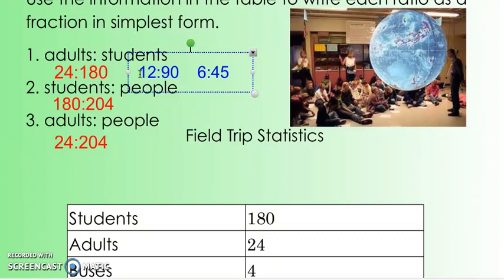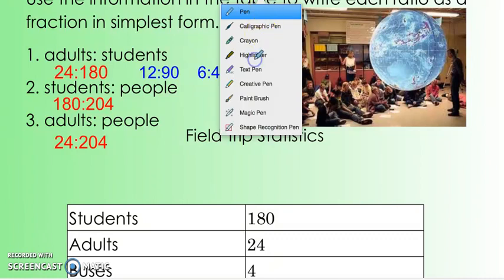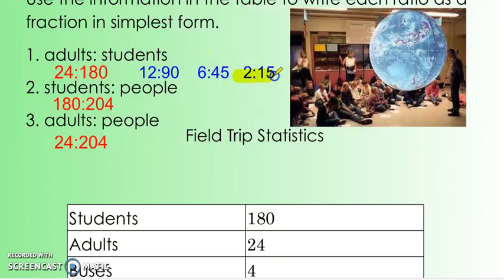3 actually goes into both of them. 6 divided by 3 is 2, and 45 divided by 3 is 15. Are there any factors? Now, factors of 2 are just 1 and 2. Do either of those numbers go into 15? No. So this answer, 2 to 15, is in simplest form, and that is my answer.